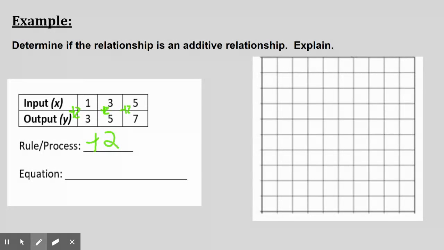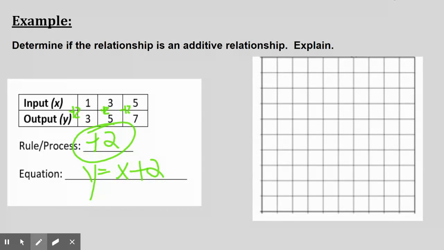So now when I write my equation, I'm going to start off the same. I'm going to start off writing y equals x, and then I'm going to write my rule, plus 2. And that's how we write an equation for an additive relationship.